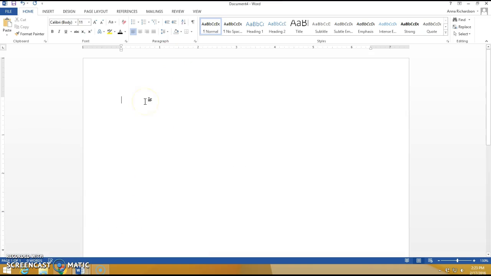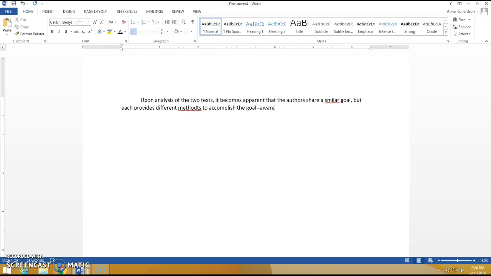first thing I need to do is write my topic sentence. Okay, so I'm going to start this with, upon analysis of the two texts, it becomes apparent that the authors share a similar goal, but each provides different methods to accomplish the goal. Awareness for college students before they embark on their academic journeys.